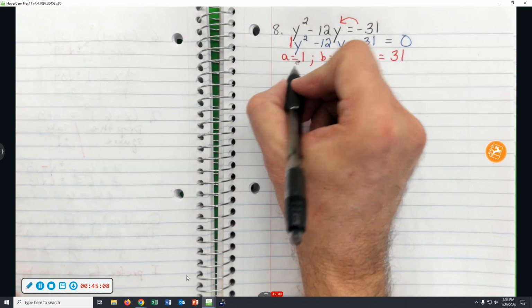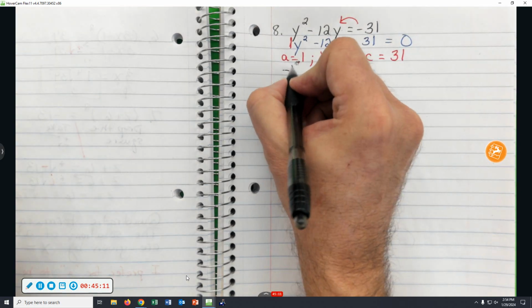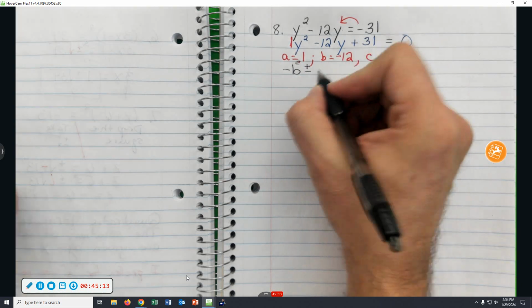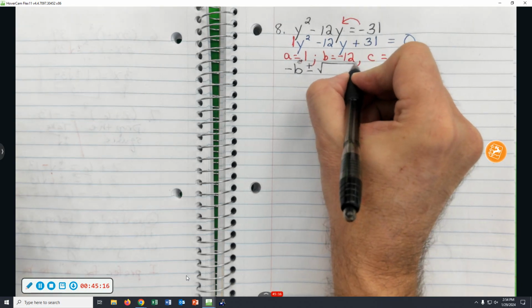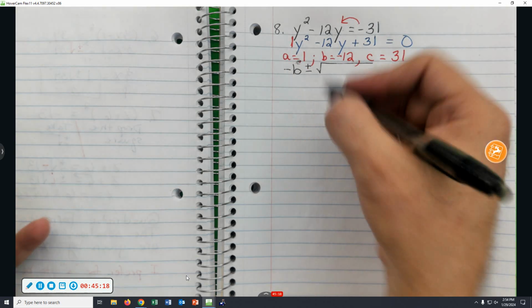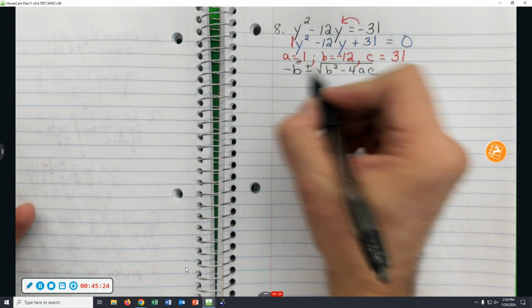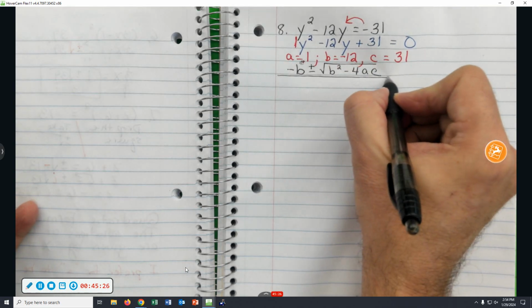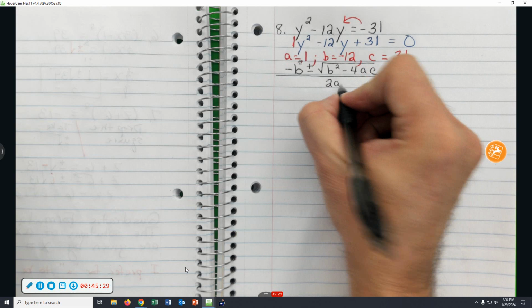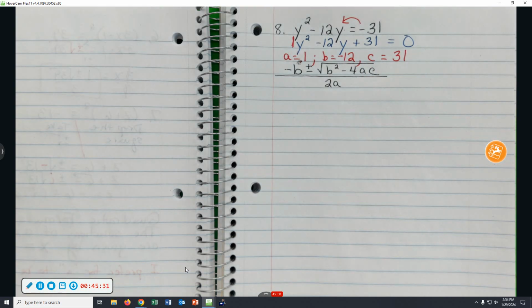Now I'm going to write out the quadratic formula. Negative B, since it's on the other page, I want to have it right here looking at it. Negative B plus minus the square root of B squared minus 4AC, all over 2 times A. So I'm plugging into this quadratic formula. Everywhere there's an A, you're going to put a 1. Everywhere you see a B, you're going to put a negative 12. Everywhere you see a C, put 31.